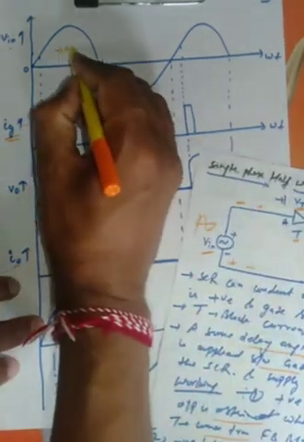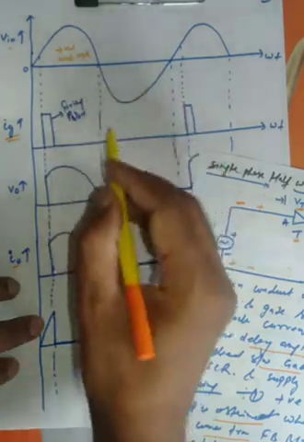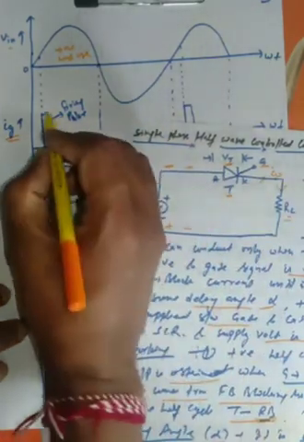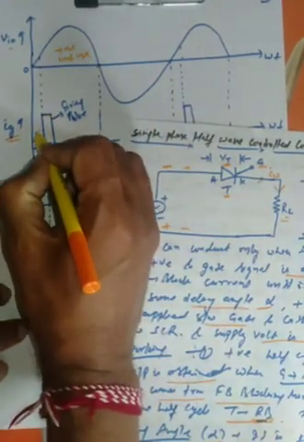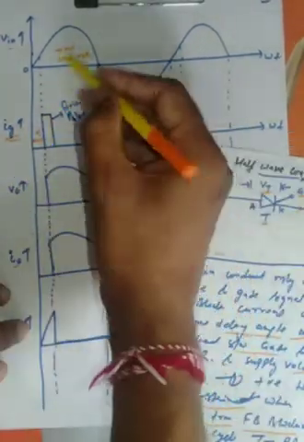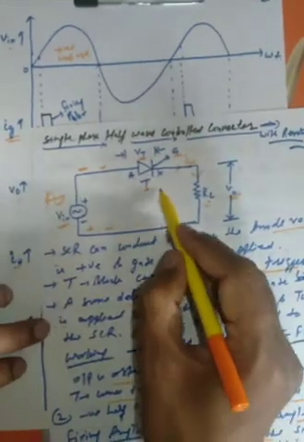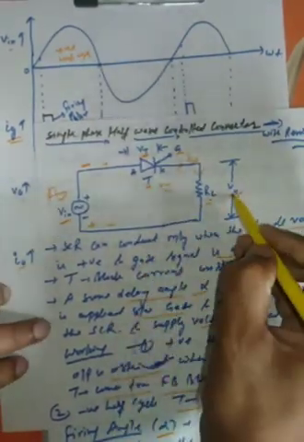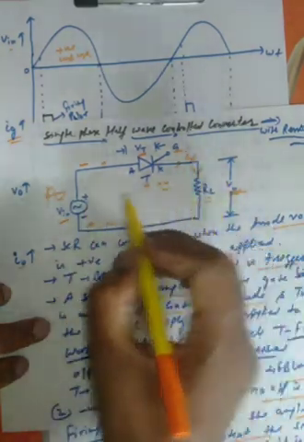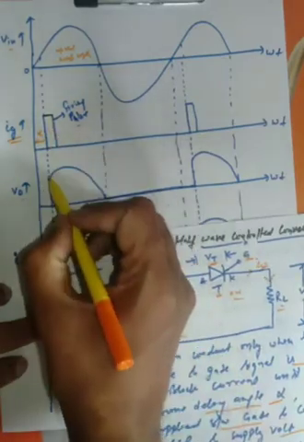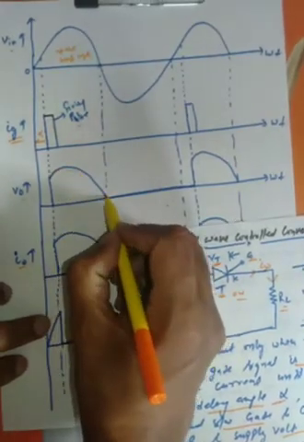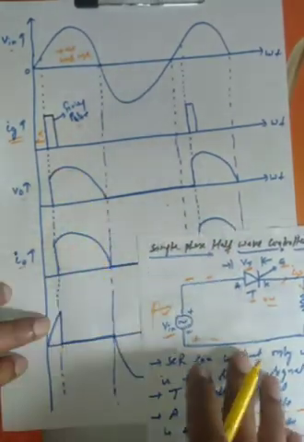For the positive half cycle, what happened? When we get the positive half cycle and the gate pulse, and this angle is known as alpha, that is the firing angle. When we supply the gate pulse, the thyristor will be in the on state, and you get the output VO and IO, current and voltage across the load. The same input as given at the input side is obtained at the output side VO, and the same current will be flowing through the circuit.